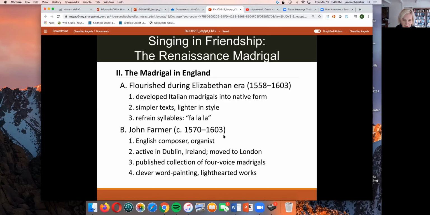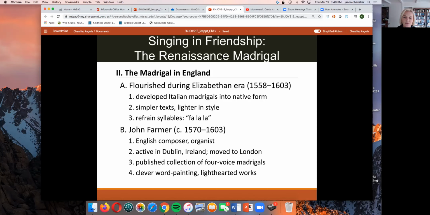John Farmer is our example of a composer here. He was active in Dublin, Ireland, and then eventually moved to London, and he is the composer of Fair Phyllis. So Fair Phyllis is this fun madrigal that I want you to listen to, and there will be some questions about that madrigal. So make sure you do the next activity.